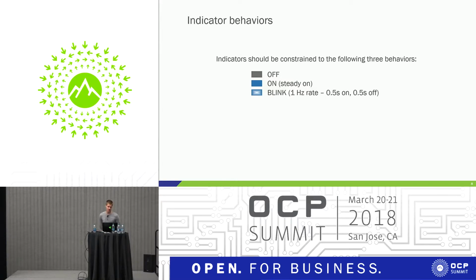Next, indicator behaviors. We want our indicators to do only three things. They can be on, they can be off, and they can blink at a constant 1 Hertz rate. That's to say half of a second on and half of a second off. So what we don't allow here is blink codes that you have to look at and get out your Morse code textbook to figure out what it's trying to communicate here. We want it to be very simple and easy.